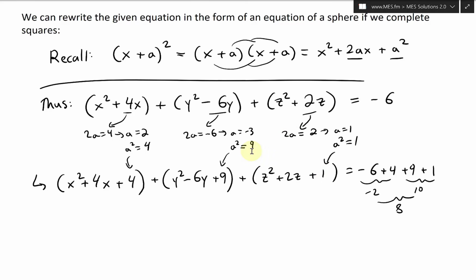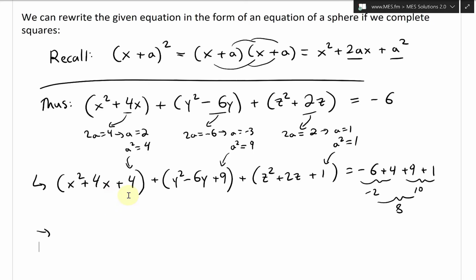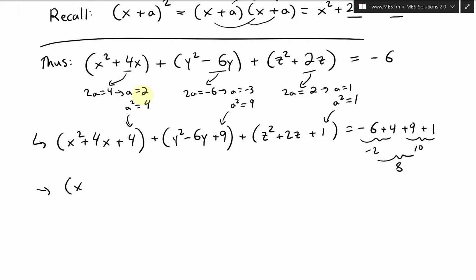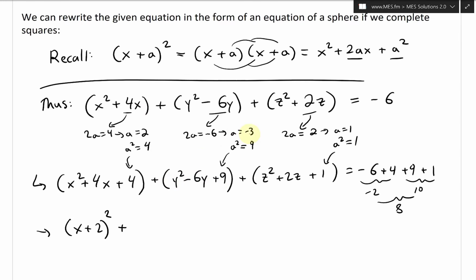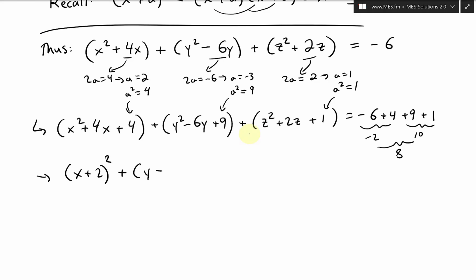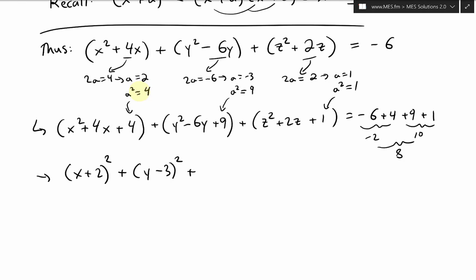All right, so now this is completing the square. x squared plus 4x plus 4 just becomes (x plus a) squared, where a is 2, so this becomes (x plus 2) squared. The next one, y, where a is negative 3, becomes (y minus 3) squared. And for the square completed with z, a is just 1, so we get (z plus 1) squared.